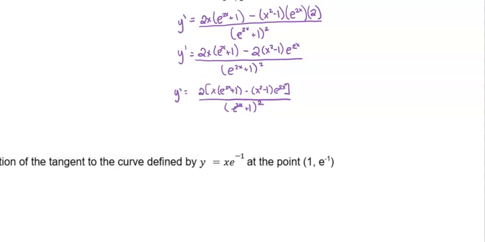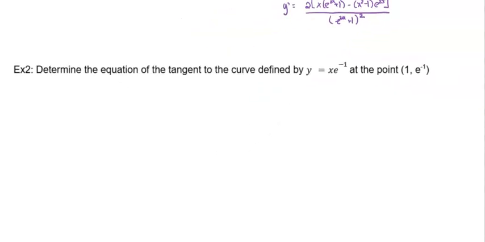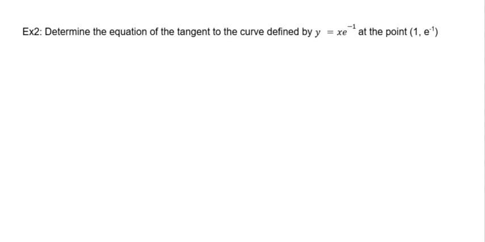All right, let's try this word problem. So determine the equation of the tangent to the curve defined by, sorry, this is a typo here, it should be y equals x e to the exponent negative x at the point 1, e to the negative 1. All right, so first up, I need to take the derivative. So my function is y equals x e to the negative x.